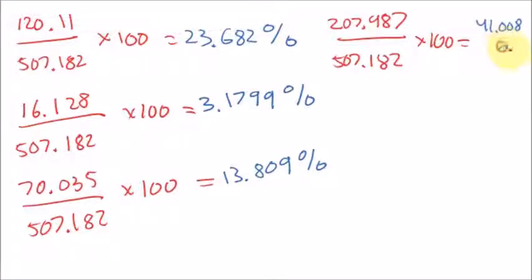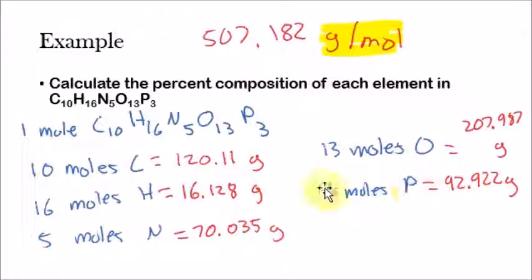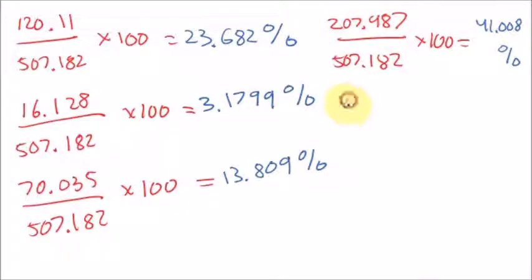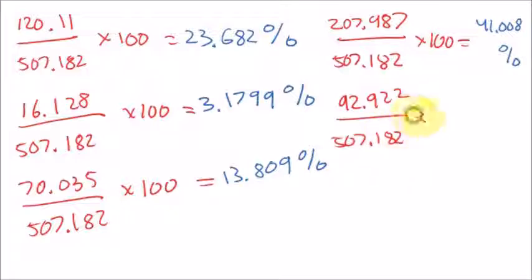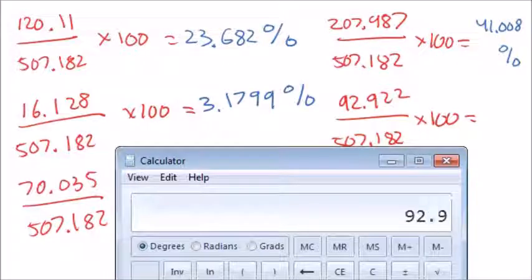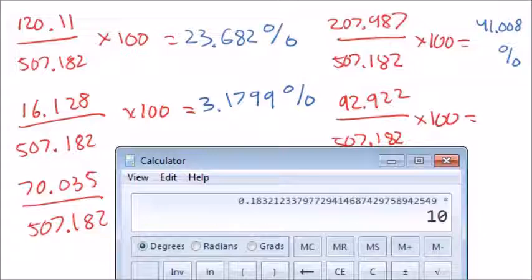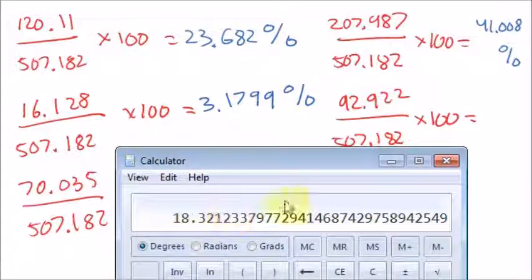And finally, our last element here is phosphorus. So take 92.922 and divide that by 507.182. Multiply that by 100. Okay, so 92.922 divided by 507.182. Multiply that by 100, and that's this percentage. So 18.321%.